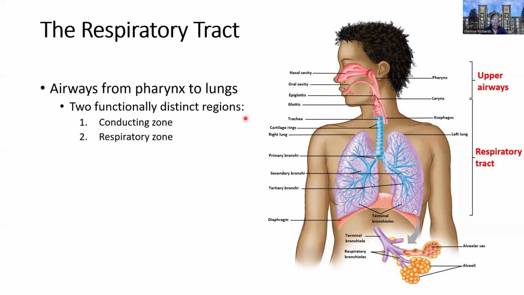It's basically a conduit. This is where the air is being warmed, humidified, and any particles, bacteria, or pathogens are being trapped, but there's not any respiration as such because there's no exchange. And this happens from the nasal cavity all the way down to the respiratory bronchioles. So the conducting zone is going to extend all the way through the trachea, the main bronchi or primary bronchi, the secondary bronchi, the tertiary bronchi, and then at the level of the respiratory bronchioles is where the respiratory zone begins.